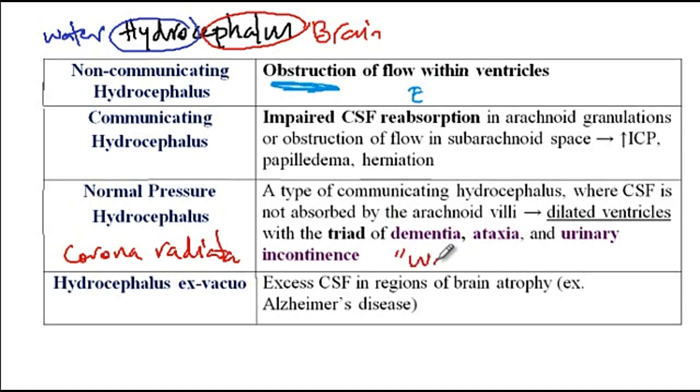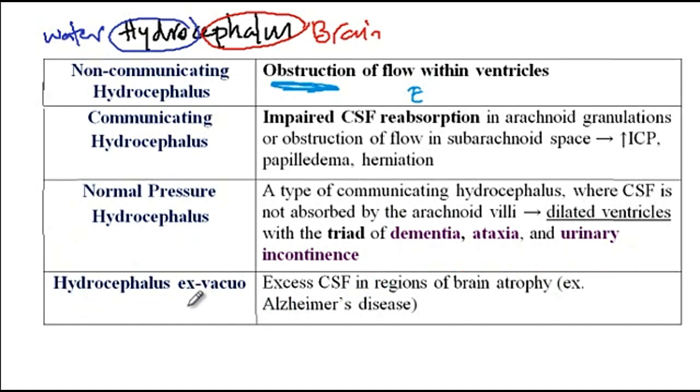So once again, wet, wobbly, and wacky. Patients will have urinary incontinence, will have ataxia, and will have dementia: wet, wobbly, and wacky. And then finally, the last condition is hydrocephalus ex-vacuo, where there is an excess of cerebrospinal fluid in the ventricles, and this is due to brain atrophy, which could be from, for instance, trauma or a condition like Alzheimer's disease, which causes atrophy of the brain.